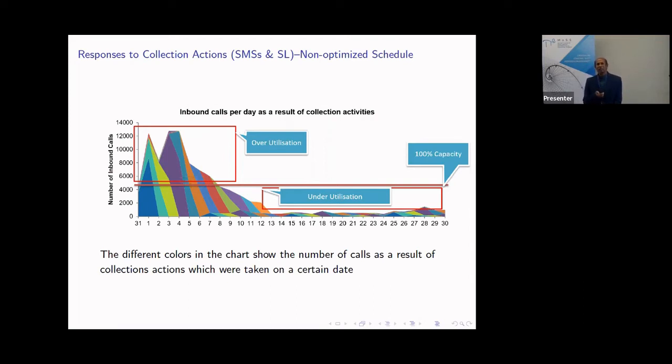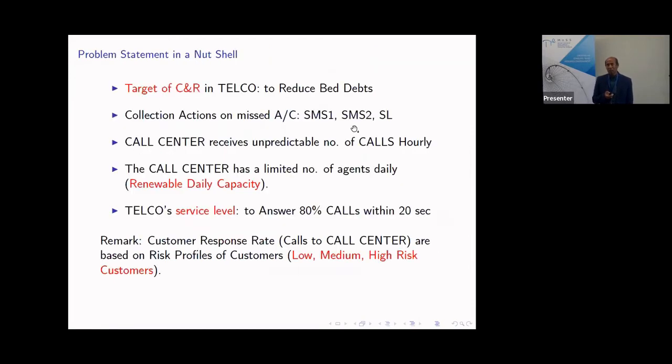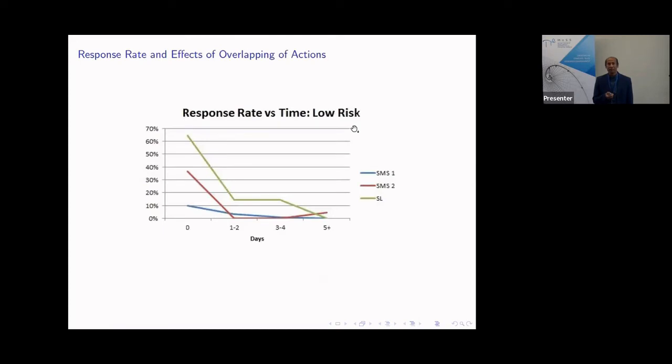Because if you look at the period from the 15th to almost the 25th or 27th, these 65 or 70 agents taking calls are virtually sitting there, not doing anything, because very little call volume is coming to the call center. So that's the crux of the problem, and that's the reason they came to us.